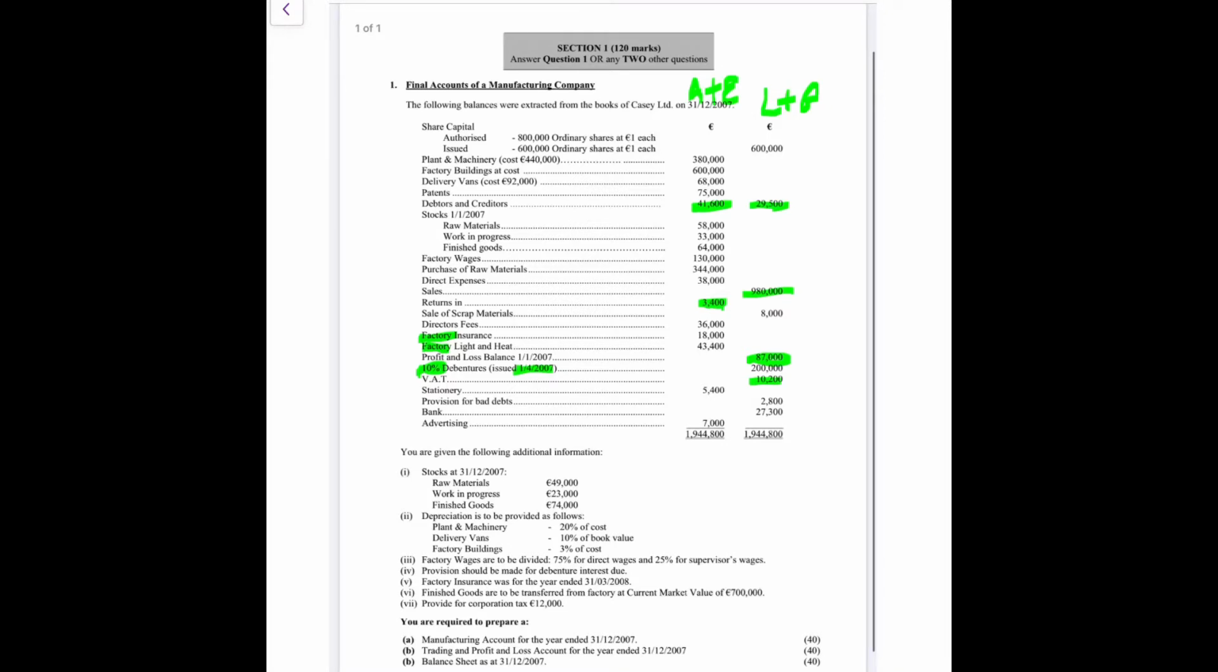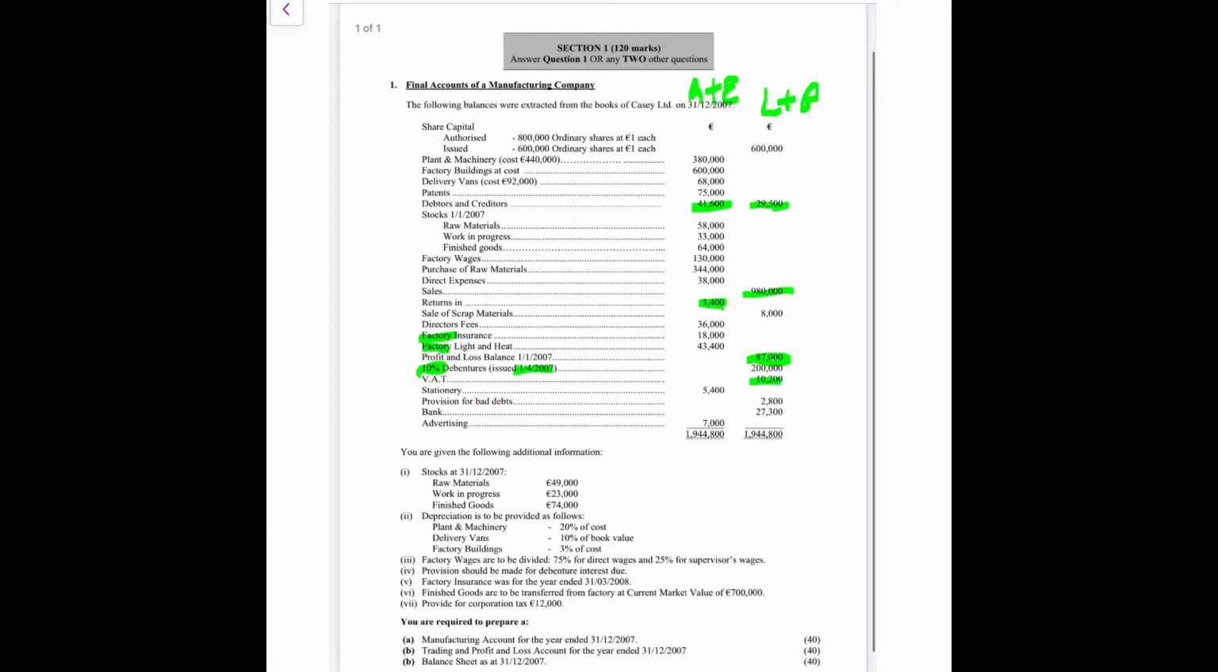Then you've got a provision for bad debts already of €2,800. In this question, we're not asked to adjust that. Okay, so you're going to continue on with that figure there of 2,800, and that's going to be taken away from your debtors in the balance sheet. Bank then, you always need to check and see what the story is at bank. Check and see what column it's in. If it's in the debit column, it's an asset. If it's in the credit column, it's a liability.